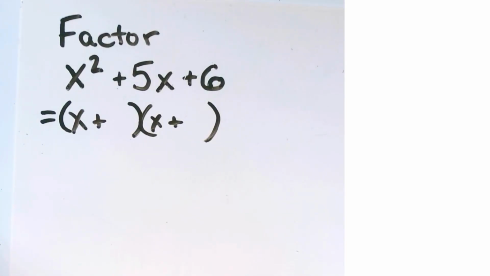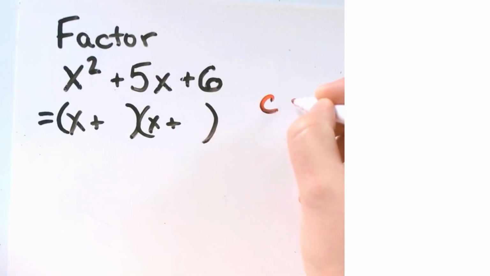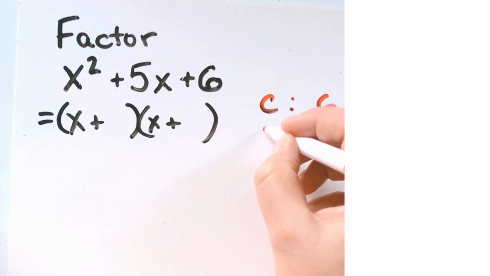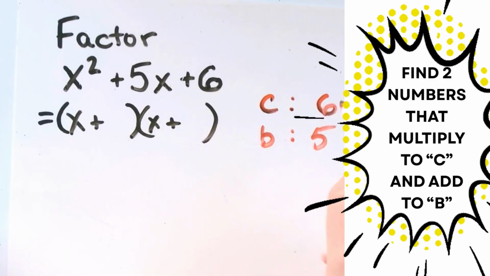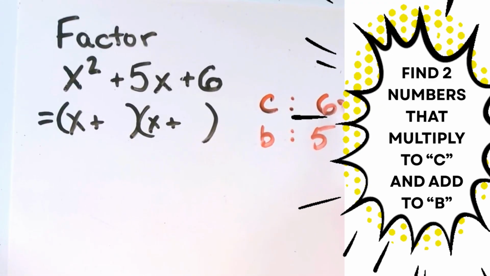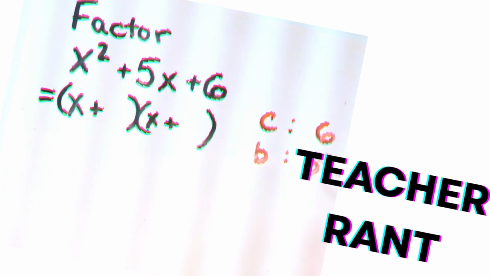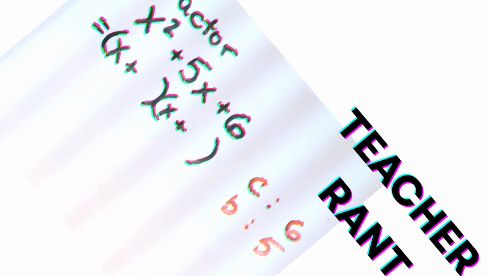Okay, so in order to find out, we look at the last number. C is 6 and B is 5, right? Last number is 6, middle number is 5. What we need to do is find two numbers that multiply to 6 and add to 5. Now, in this example, it's pretty simple. You guys can probably see it right away.